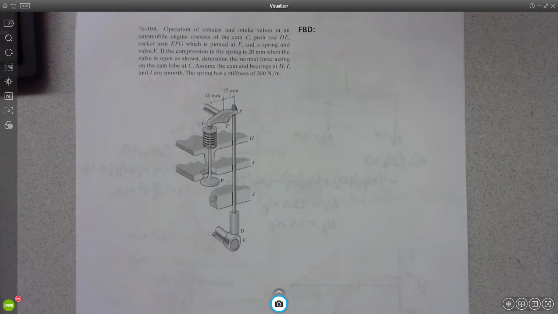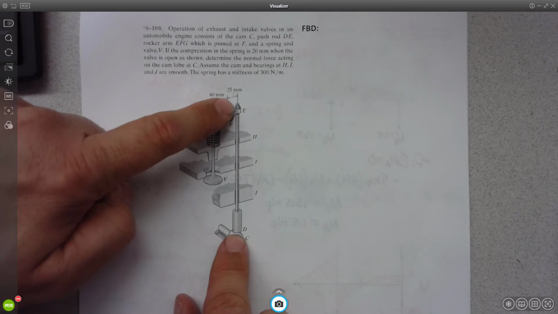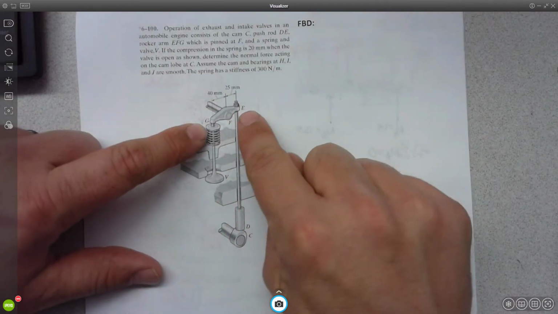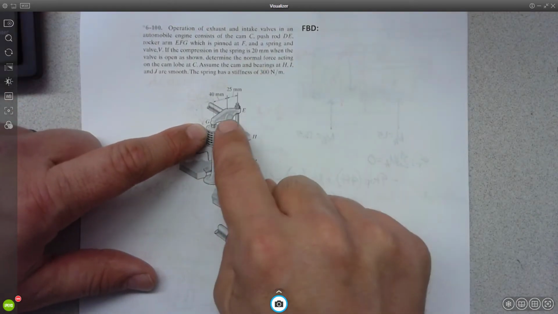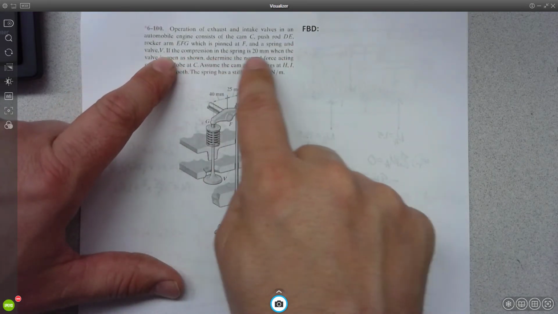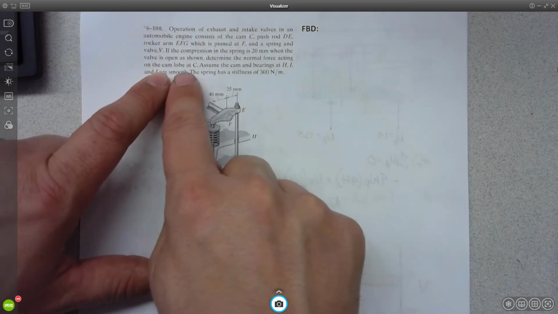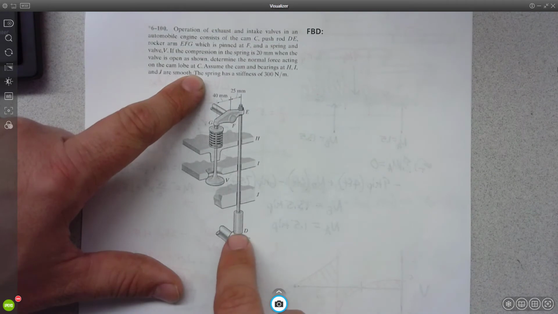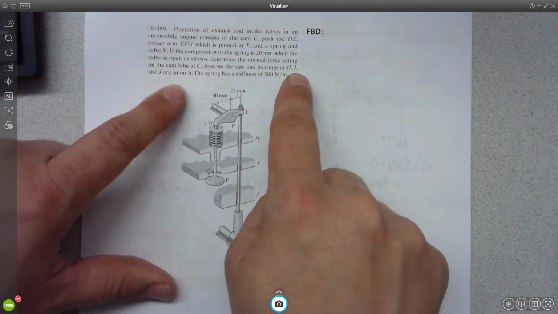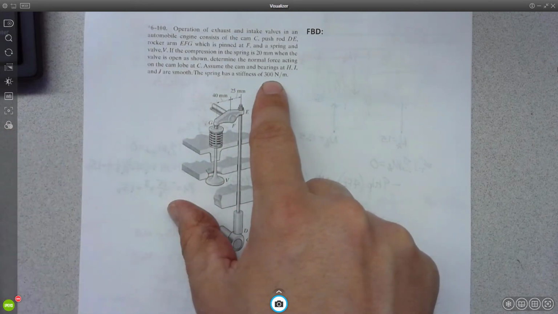Okay. Operation of exhaust and intake valves in automobile engines consists of cam C, that's this guy down here, push rod DE, that's this guy, rocker arm EFG, which is pinned at F, and a spring and valve V. If the compression in the spring is 20 millimeters when the valve is open as shown, determine the normal force acting on the cam lobe at C. Assume the cam and bearings at H, I, and J are smooth. The spring has a stiffness of 300 Newton meters.